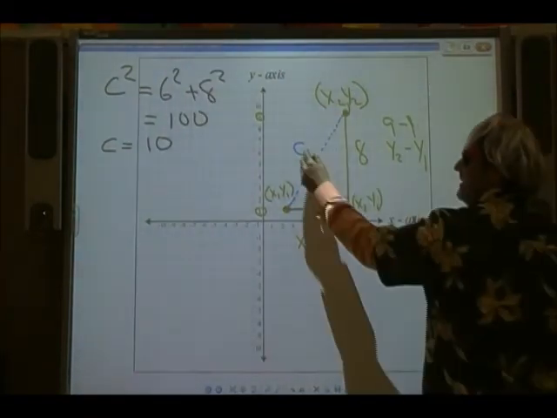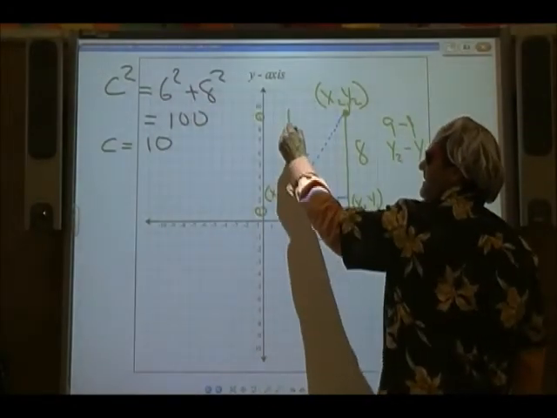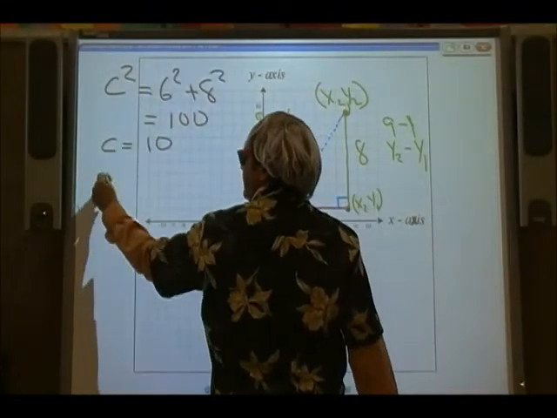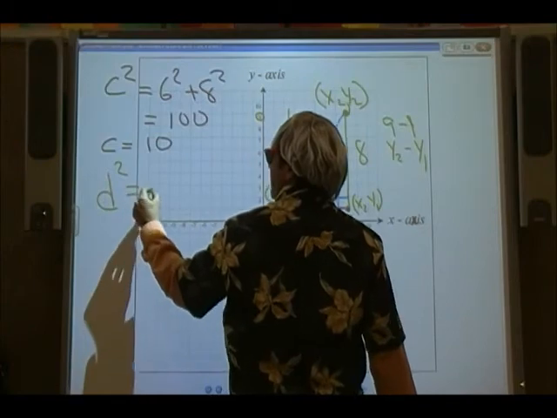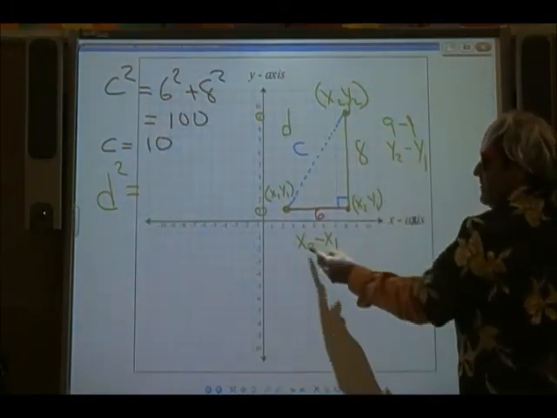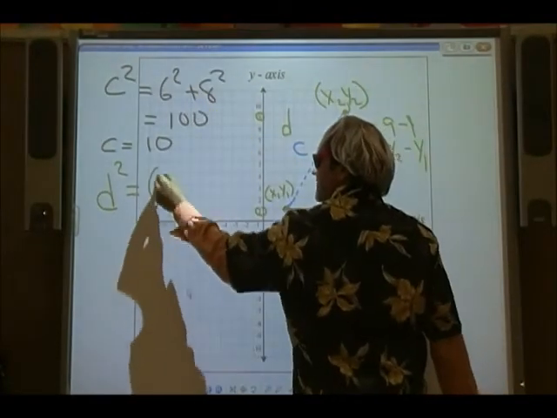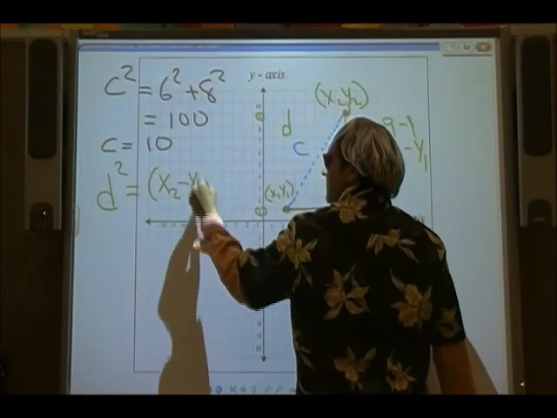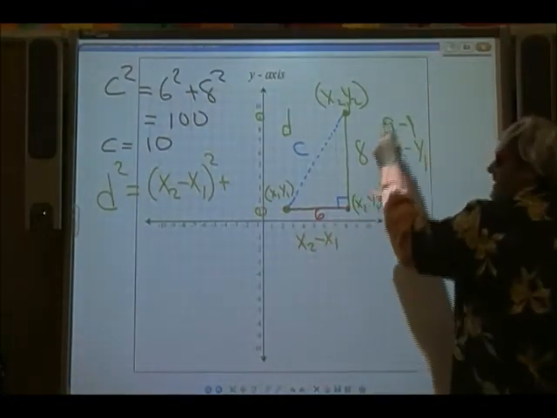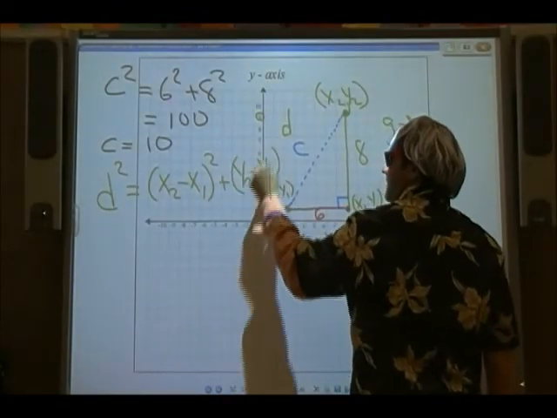And instead of using the letter C, they use the letter D. So I have d squared equals... the order doesn't matter, you can use either or. I take this number and then I square it. So it's (x2 minus x1) squared plus, and then I take these y's, (y2 minus y1) squared.